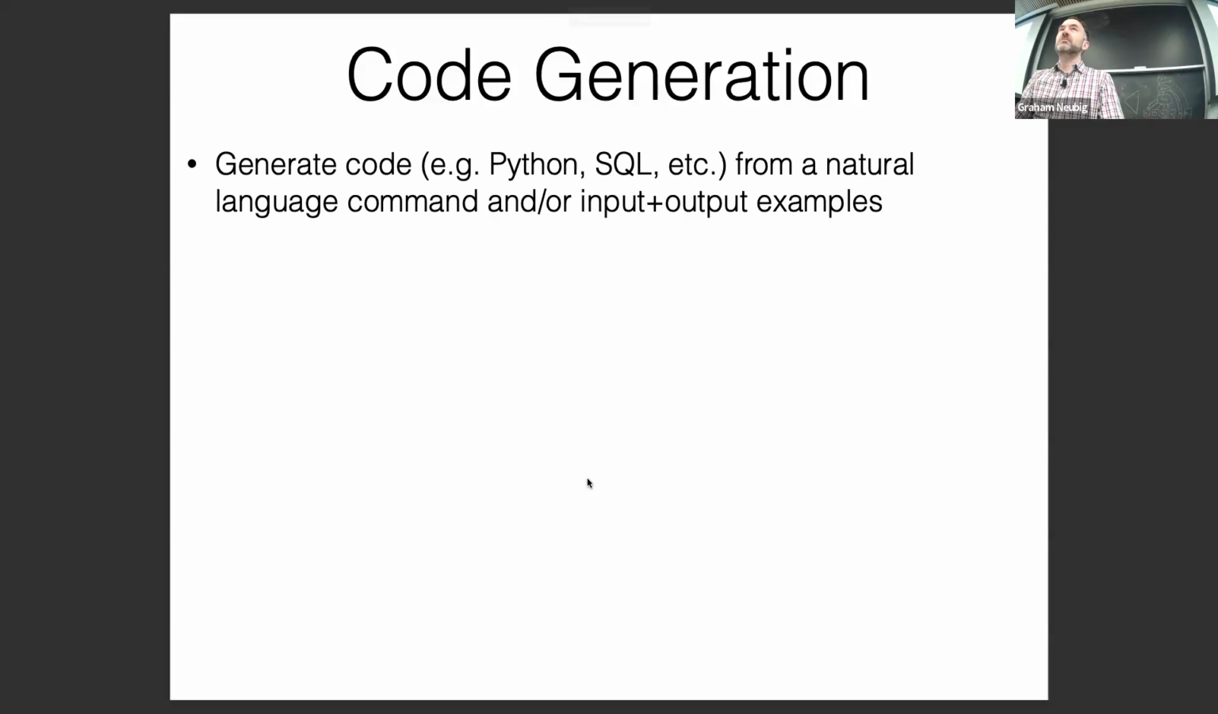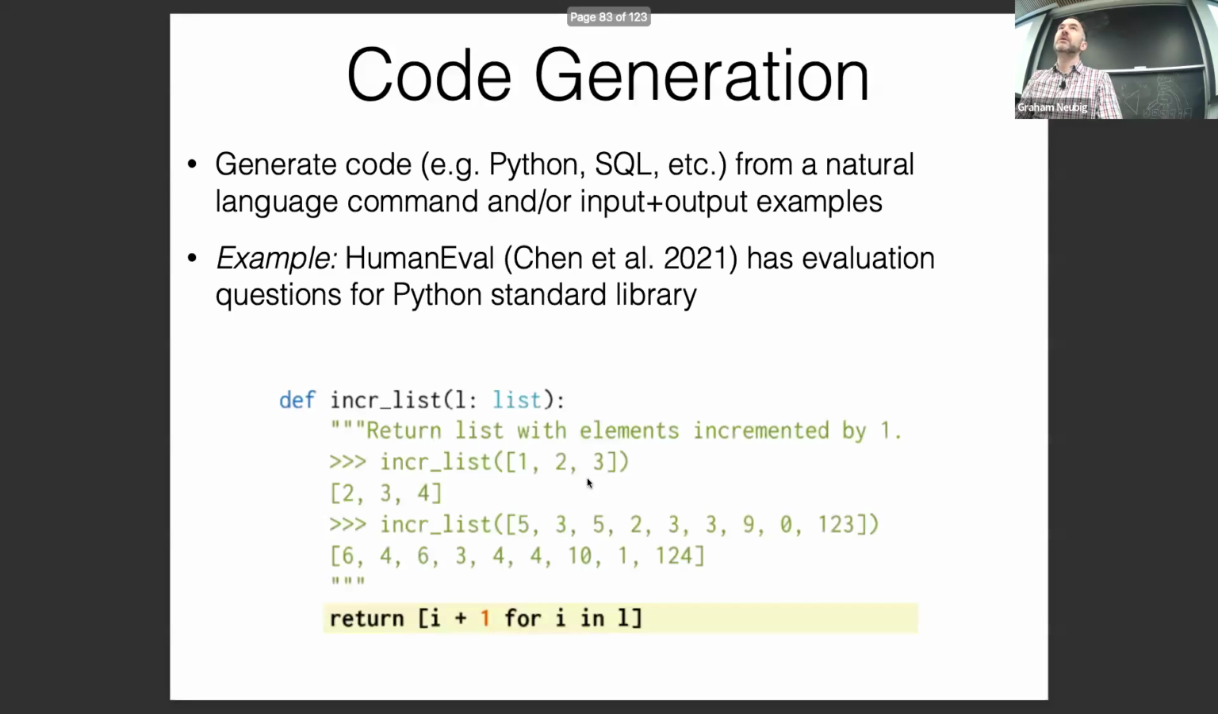The second most popular thing that I talk to people who are trying to build NLP systems of some variety is code generation. And basically this is simply generating code like Python or SQL from a natural language command. The most popular data set for this is something called HumanEval. It has questions about how you do things with the Python standard library, like return a list with elements incremented by 1. It gives you the text and several examples of what the inputs and outputs should be, and you're supposed to return a program like this.